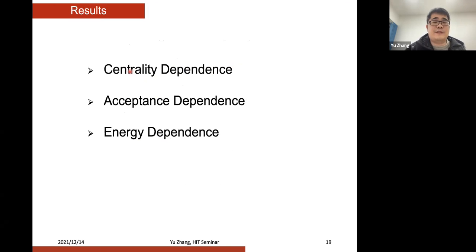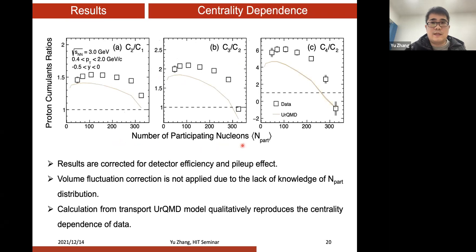And now it's the result part. I'll show the three measurements for centrality dependence, acceptance dependence, as well as energy dependence, which combines the net proton results from the BES-I and from the BES-II measurement. So here is the centrality dependence. The cumulant ratios are a function of different centrality.